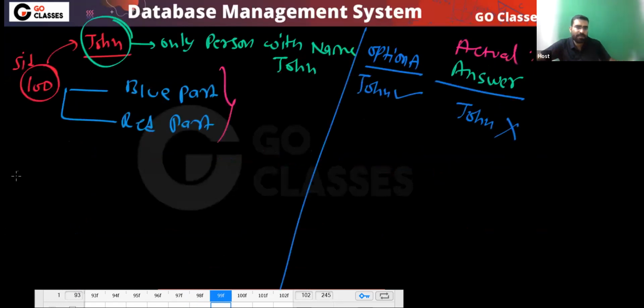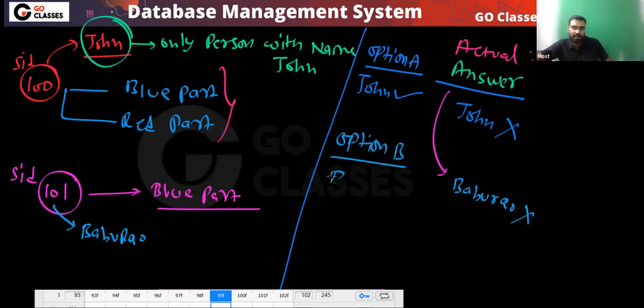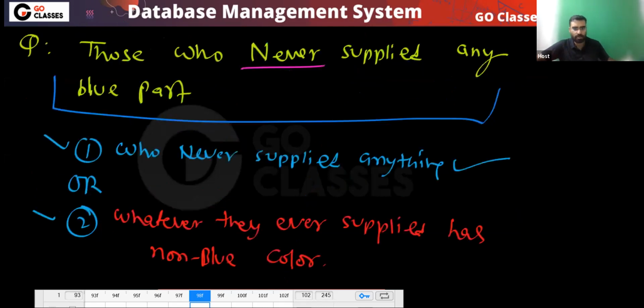Again, for example, if there is a SID 101, let's assume the name is Babu Rao, who supplied a blue part, then definitely in the actual answer, Babu Rao will not be there. But in option B, Babu Rao will be there, right? So option B is also not correct.